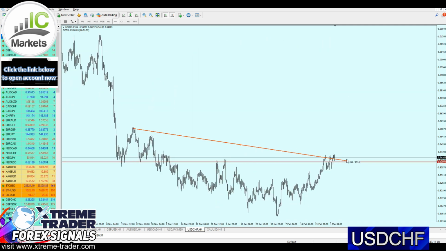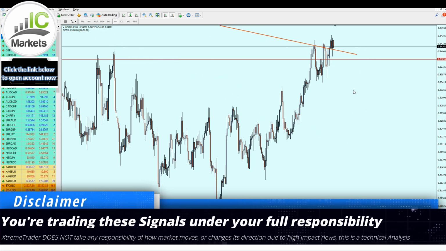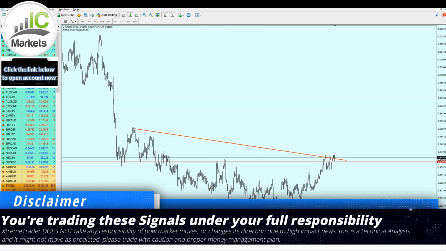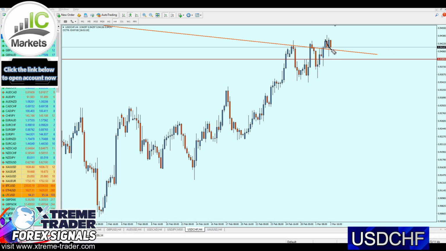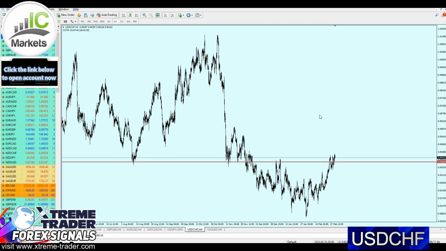So this was of course the resistance trend line, as you can see, and right here, my friends, we had number 1, number 2, number 3 attempts of a resistance trend line, and lately we can see that the market has made the support attempt of a new support trend line, which means the USDCHF is most likely now going to continue the rise. Now the question is where exactly we can start buying this pair.